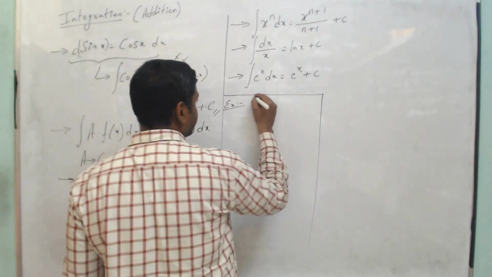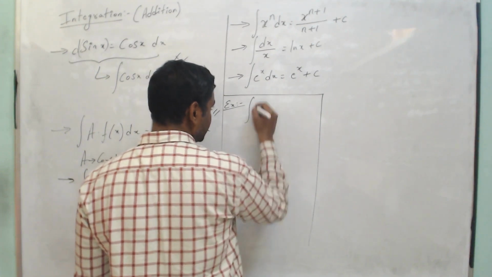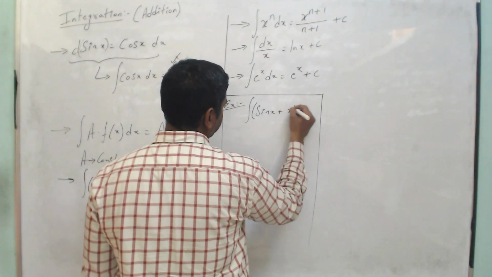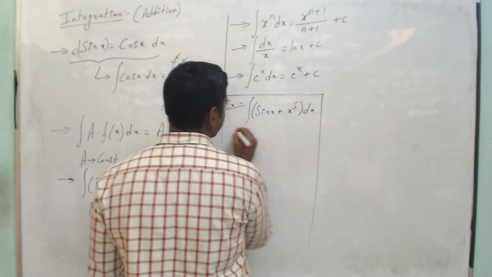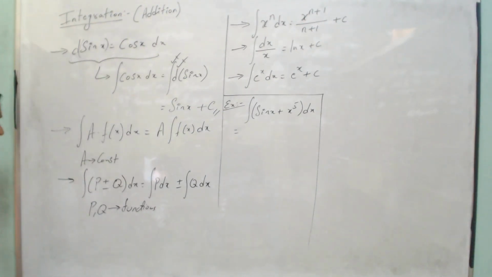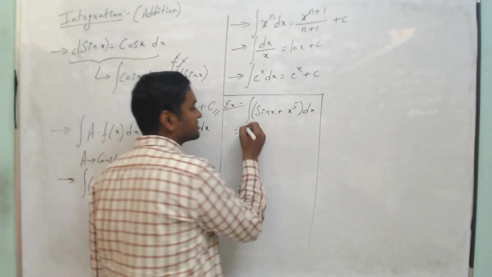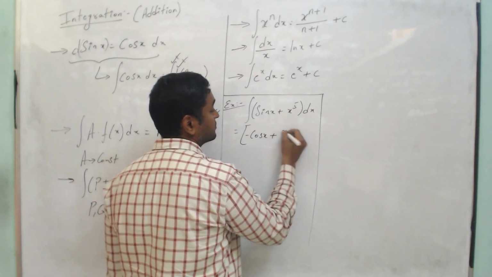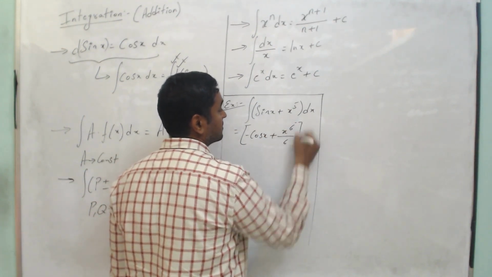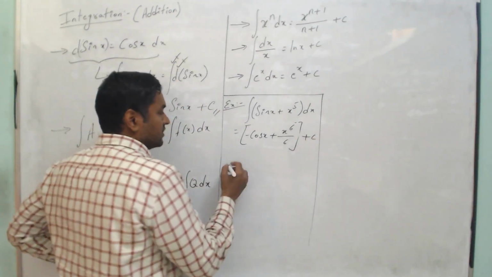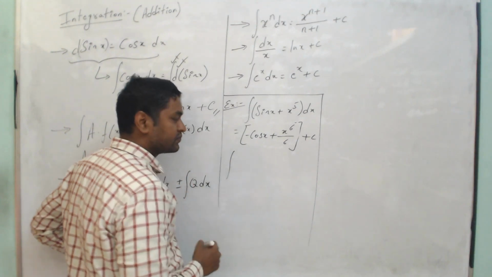Suppose I have the integral of sin x plus x to the power 5 dx. What should I get? The integration of sin x will be minus cos x, plus x power 6 by 6, and a constant plus c. Because there are no limits, we are taking the constant.